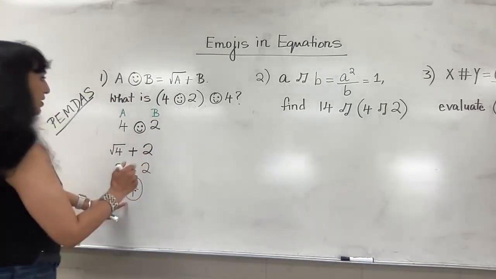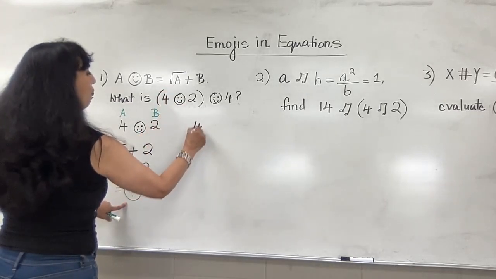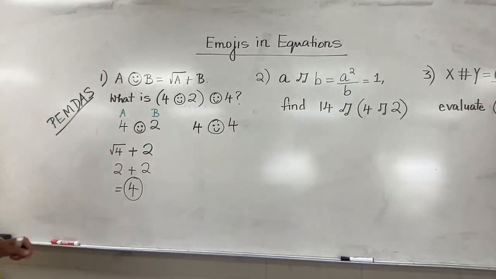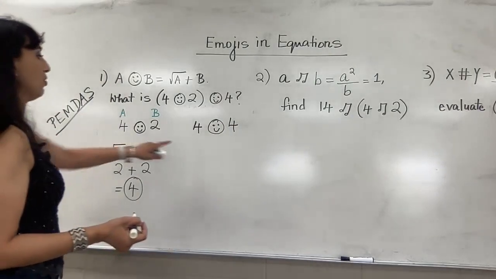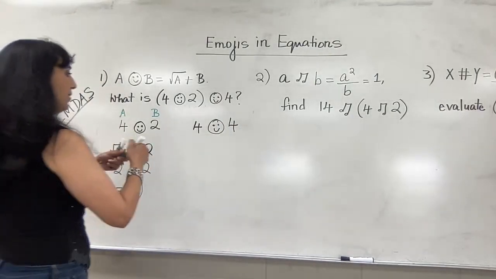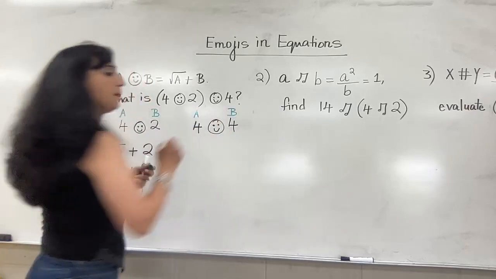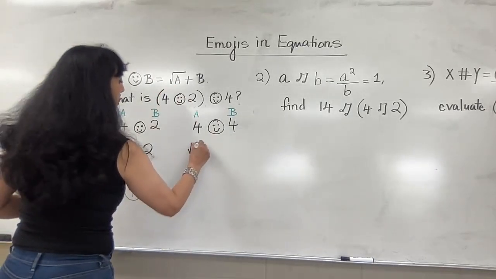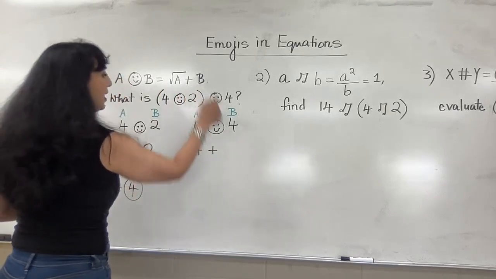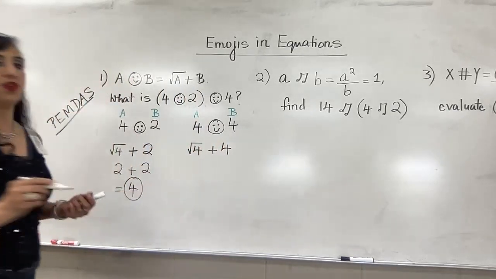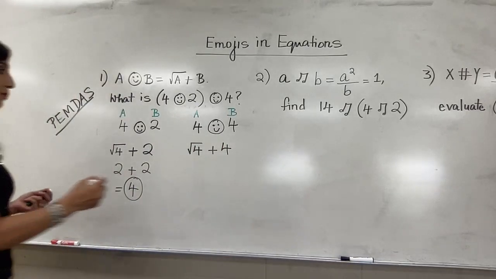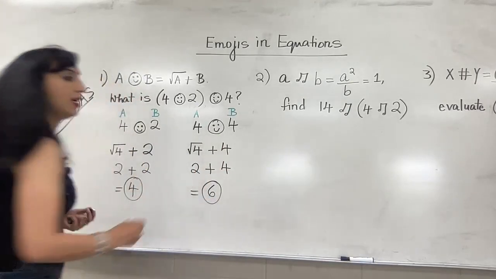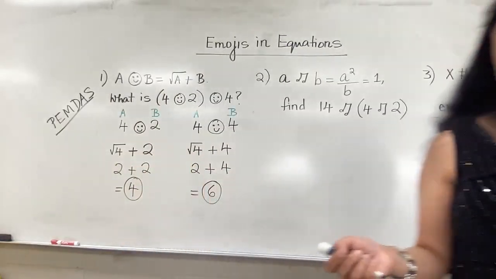Then I take this 4 and do 4 smiley face 4. Same thing, it's telling me square root of A plus B. Once again, remember that this is A and this is B. So I have the square root of 4, plus B, which is 4. The square root of 4 is 2, plus 4, and so my final answer is 6.